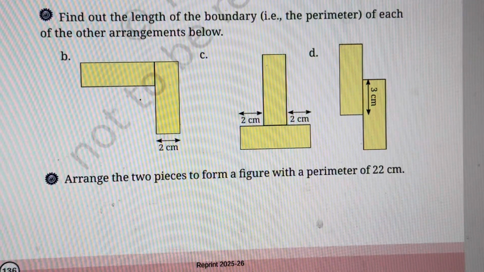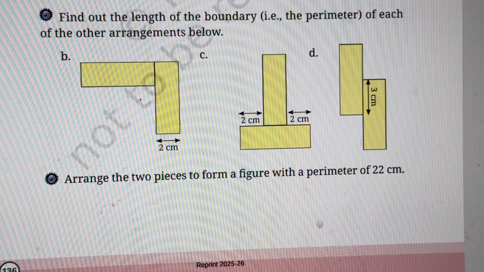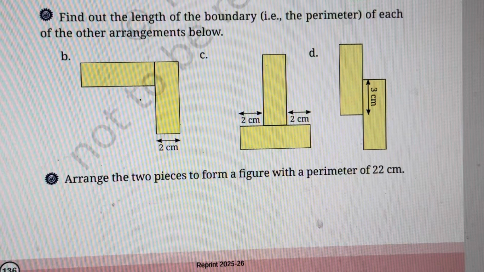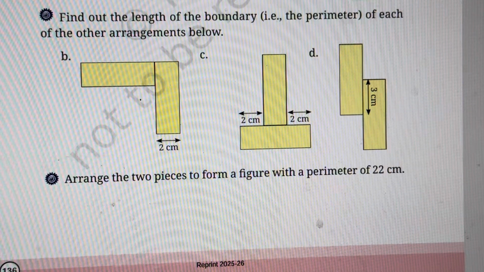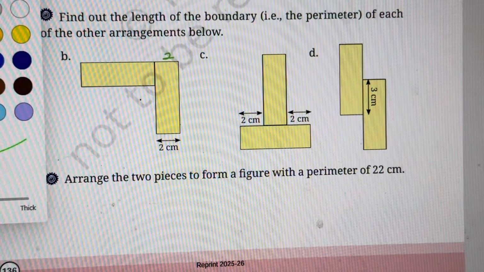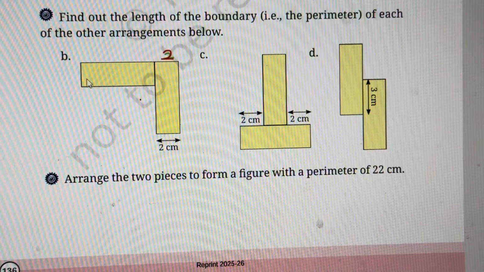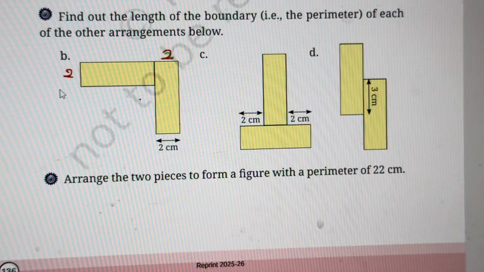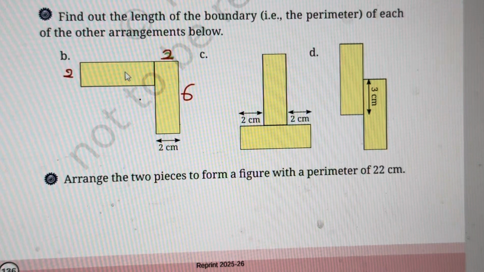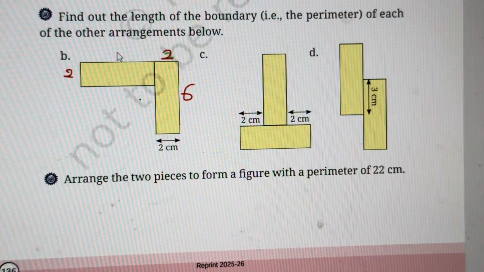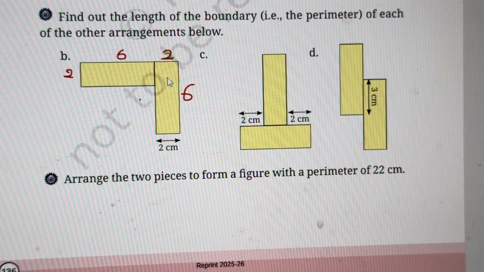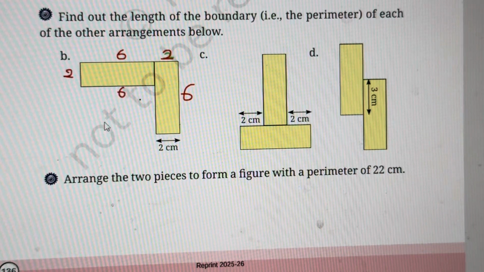Now let us try to find out the length of the boundary of these shapes. Like if we say question B, first let us write down the length of each side. One side is given as 2 centimeters. So if this is 2, this will also be 2. This is 2. Let me change the color. This is 2 centimeters. This is also 2 centimeters. Now the length is 6, so this will be 6. This is also 6. Why is this 6? Because this is one of the rectangles with length 6. This is another rectangle, so the opposite side is also 6.